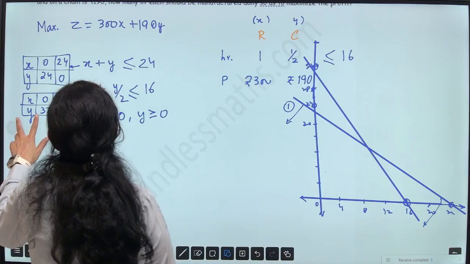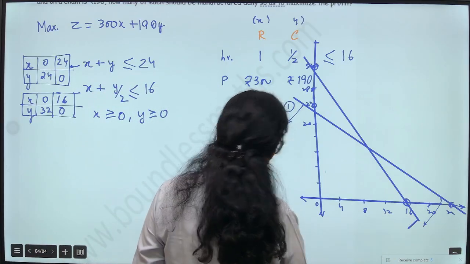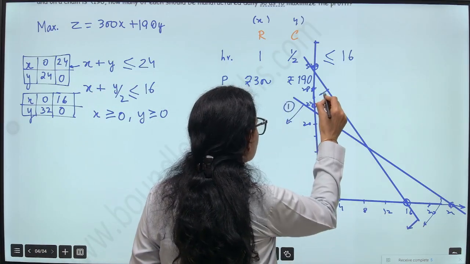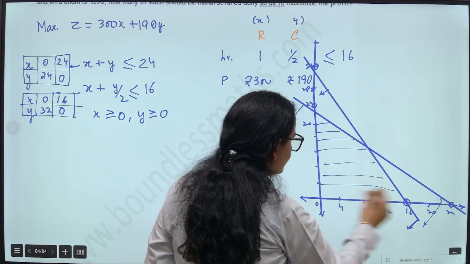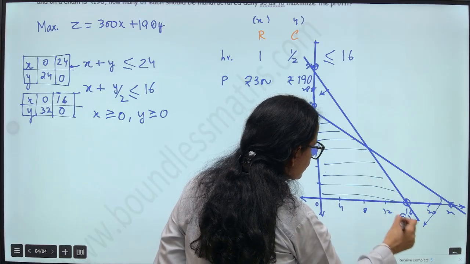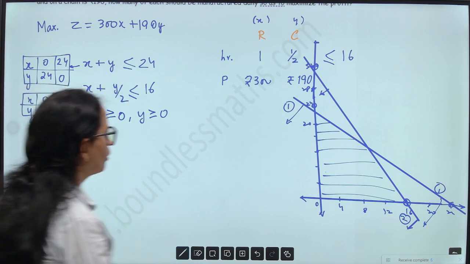And where is the feasible region? 0, 0 is less than 16, yes. So downwards, it is downwards for this graph also. So that means the feasible region is this one. So this is a bounded feasible region. This was inequality 2, this was inequality 1. And do we have all the corner points?